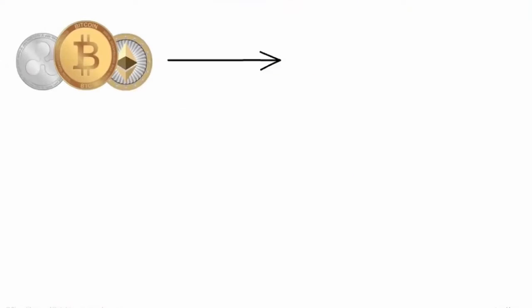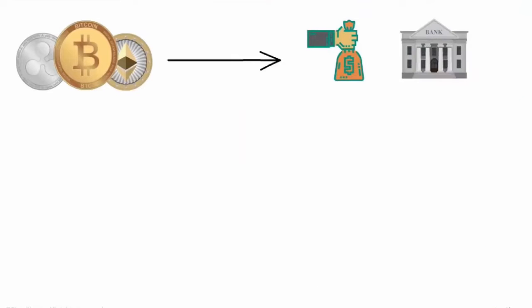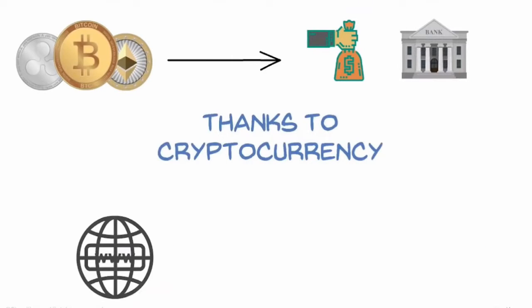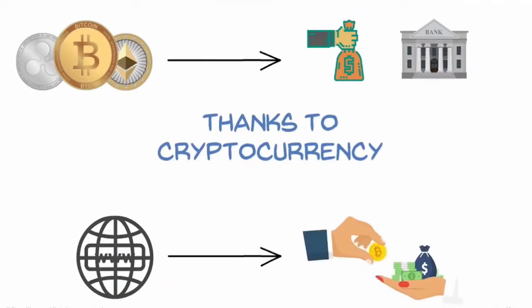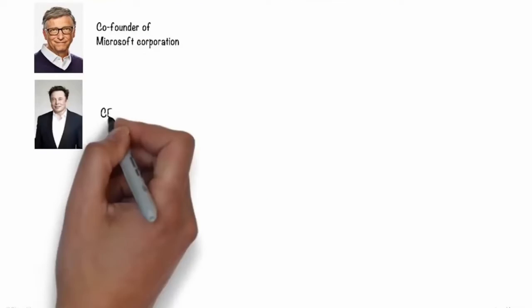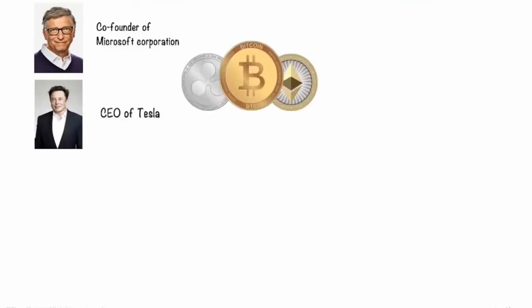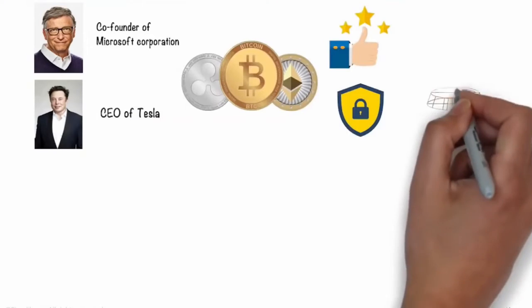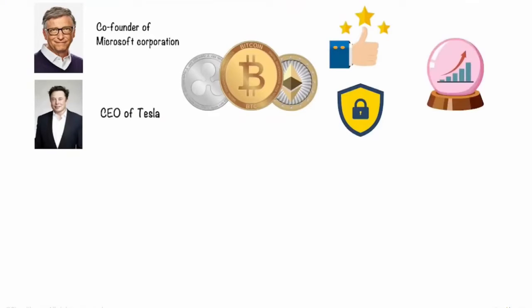Cryptocurrency is revolutionizing finance and banking around the world. Thanks to cryptocurrency, now anyone with an internet connection can trade, spend, and borrow money around the world, and nobody can stop them. People like Bill Gates, co-founder of Microsoft Corporation, and Elon Musk, CEO of Tesla, support cryptocurrency, as it is much better and secure than physical money and also holds a great future for the world's economy.